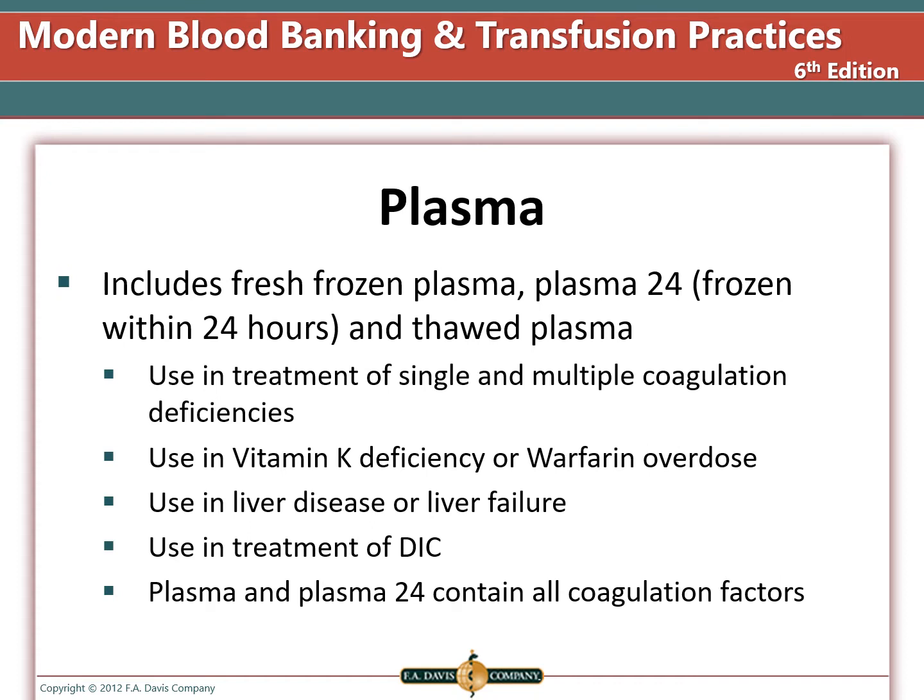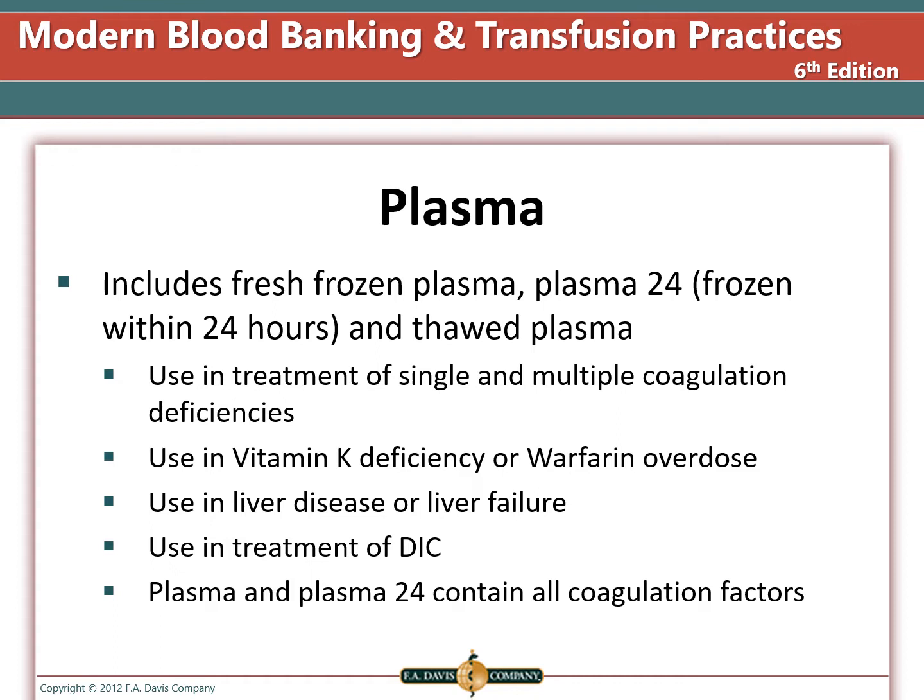Plasma can come in several different forms that are differentiated by the time they are prepared or where they are stored. Fresh frozen plasma, commonly known as FFP, must be frozen within 8 hours of collection. Plasma 24 is frozen within 24 hours of collection. Once FFP or frozen plasma is thawed, it is converted to thawed plasma and the label is adjusted. Both the product name and the expiration dates are changed on the label.